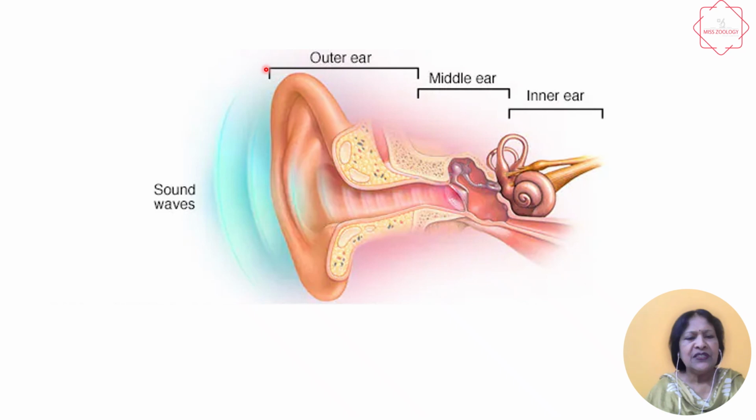Here in this image you can see the 3 distinct namings given. This portion with the pinna and the external auditory meatus is known as the outer ear. Then comes the middle ear and finally we have the inner ear. But demarcating between the outer ear and the middle ear is a membranous curtain-like structure which we call the tympanum or the tympanic membrane. This is the one that separates the external ear from the middle ear.